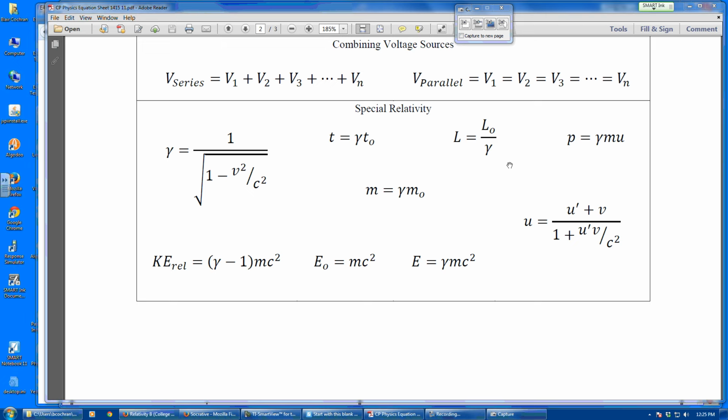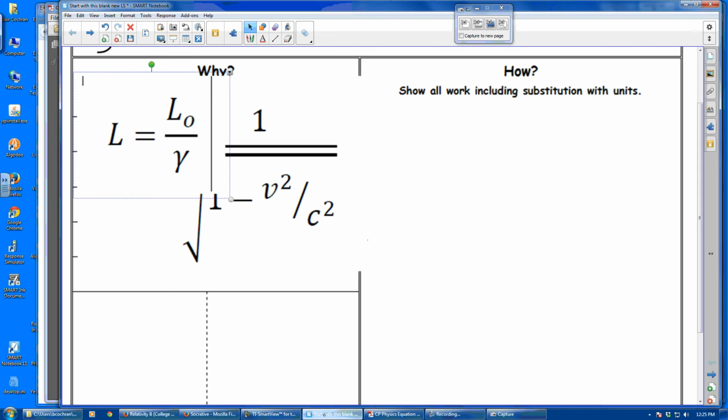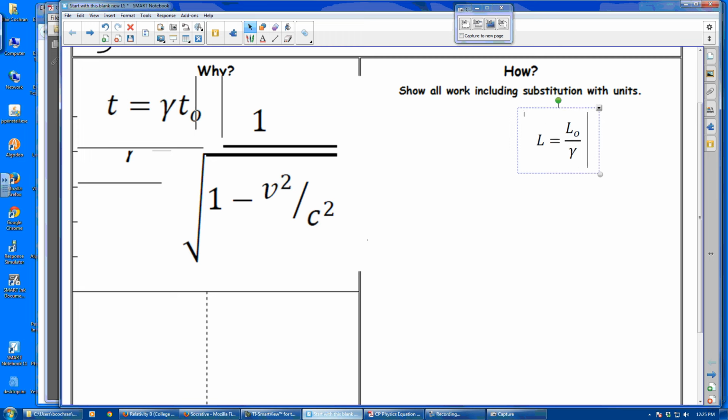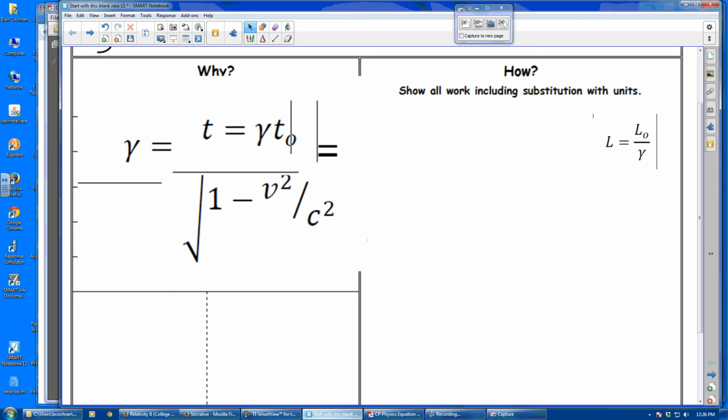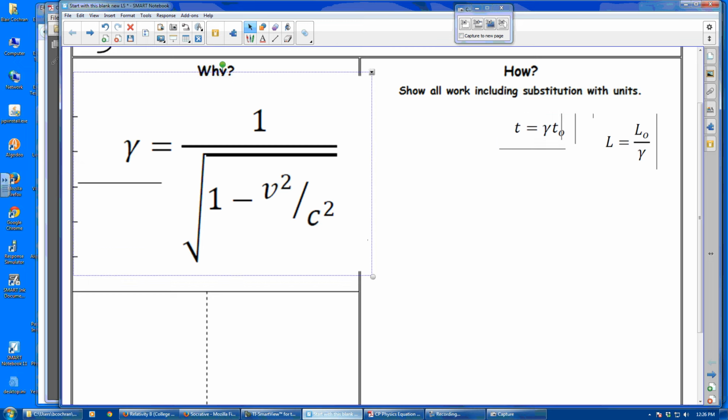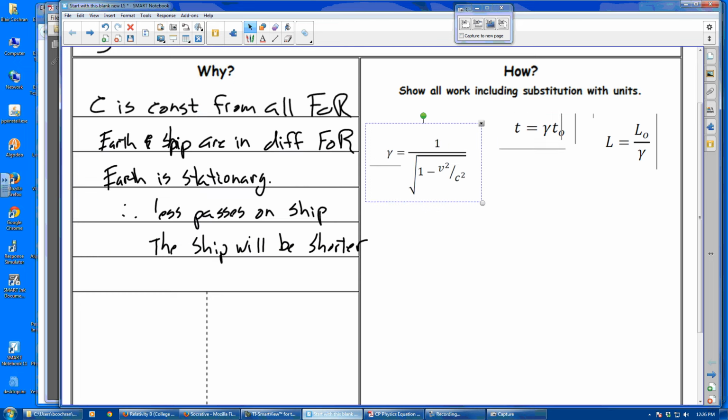So, now that I have those, remember that's how length's going to change. That's how we compare times. Let's copy paste this. Then that's the Lorentz transformation.